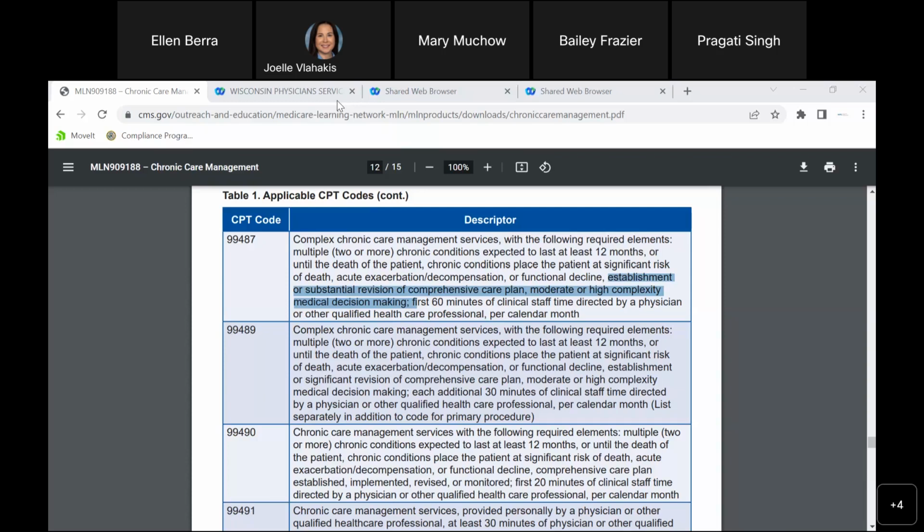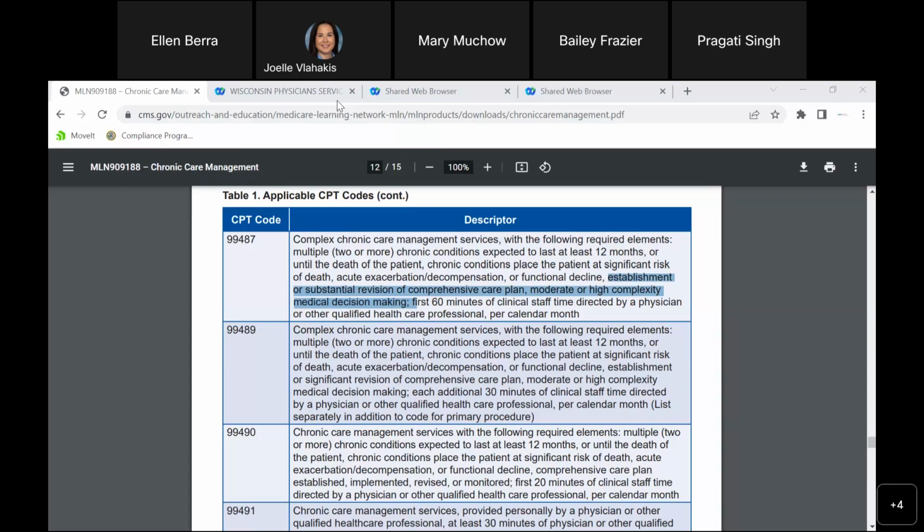And as a matter of fact, this is one of our biggest reasons for denials: we were getting both the 99490 and the 99487 in the same month. And then, of course, Medicare had to deny the second one. Thank you for the question.